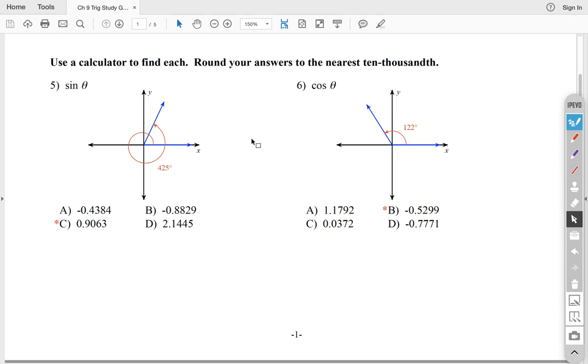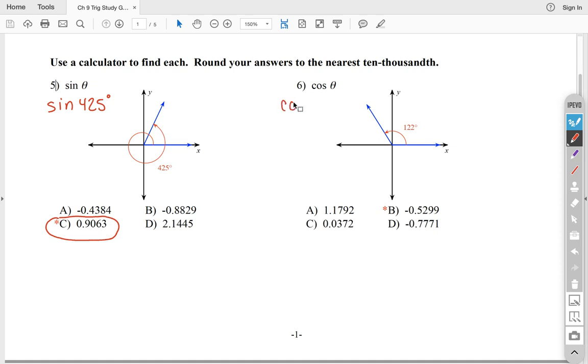So when we type this in, make sure you're in degree mode. DEG stands for degree, so make sure you're in degree mode. So we're going to do sine of 425 in our calculator. And I typed that in, make sure you're in degree mode, and we got C. After you type it into your calculator, 0.9063.